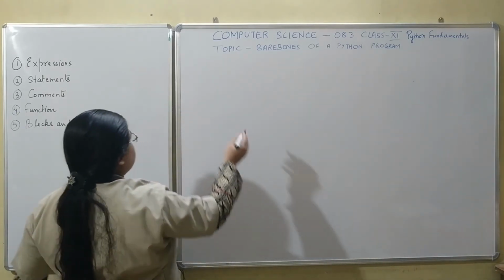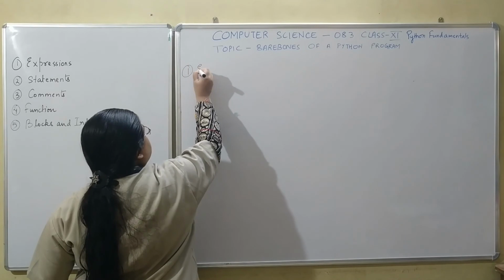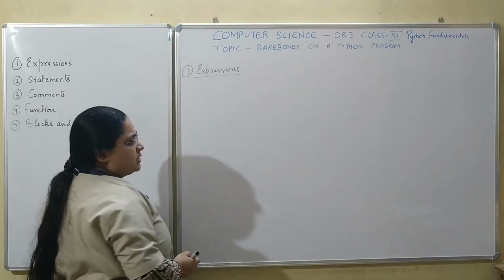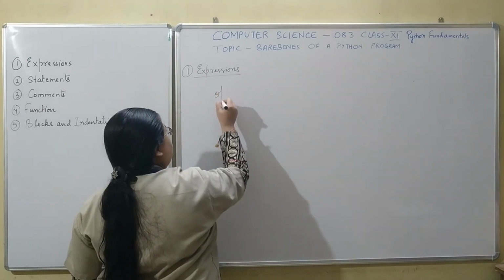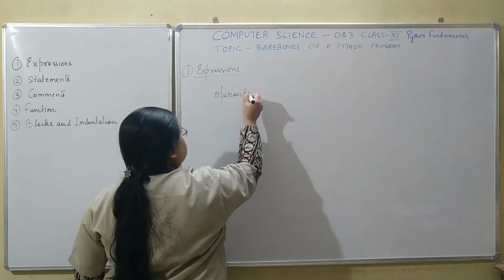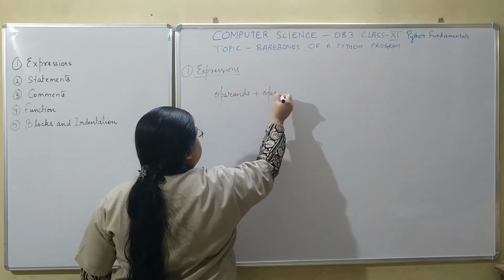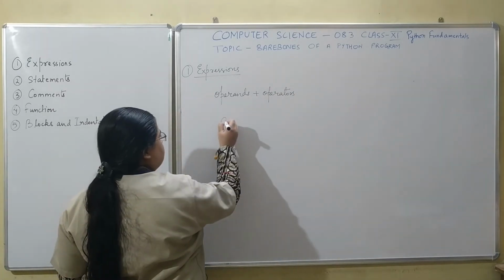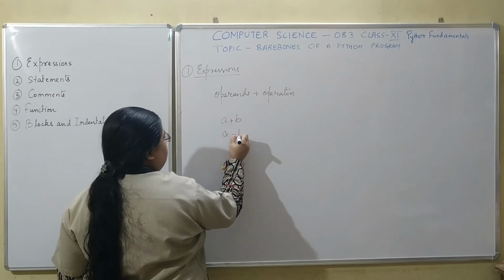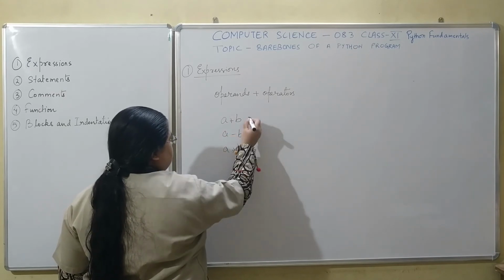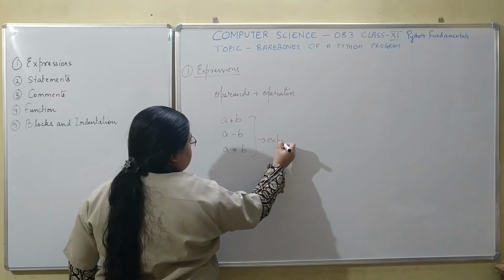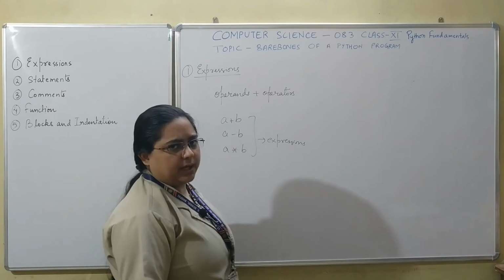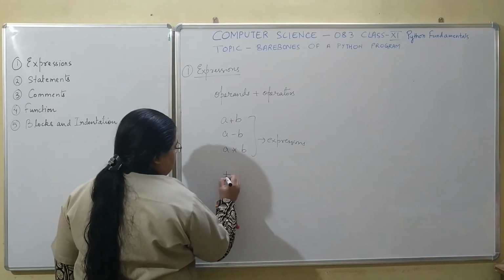So we will first see expressions. When we talk about expressions, we can have expressions which contain operands and operators. If you have something like a plus b, a minus b, these are all expressions. Now it's not necessary that expressions contain only two operands and one operator in between. They could be anything.